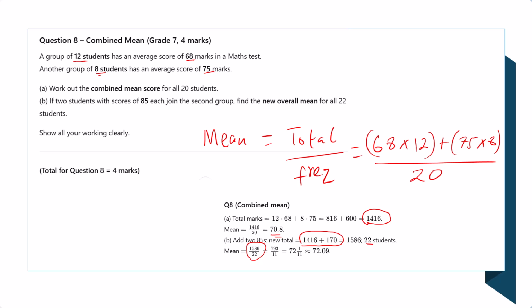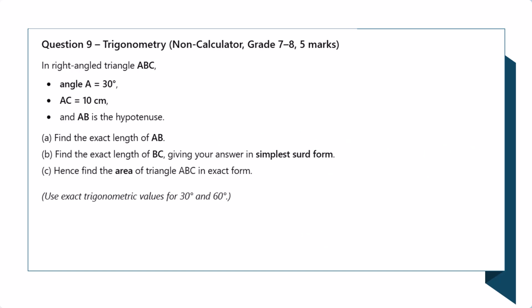Now let's move on to question 9. I would like to pause the video and try question 9. Question 9 is strictly no calculator. But if you're using a calculator, you have to show how you got sine 30 or cos 60. You have to show how you get that. So pause the video and try this.